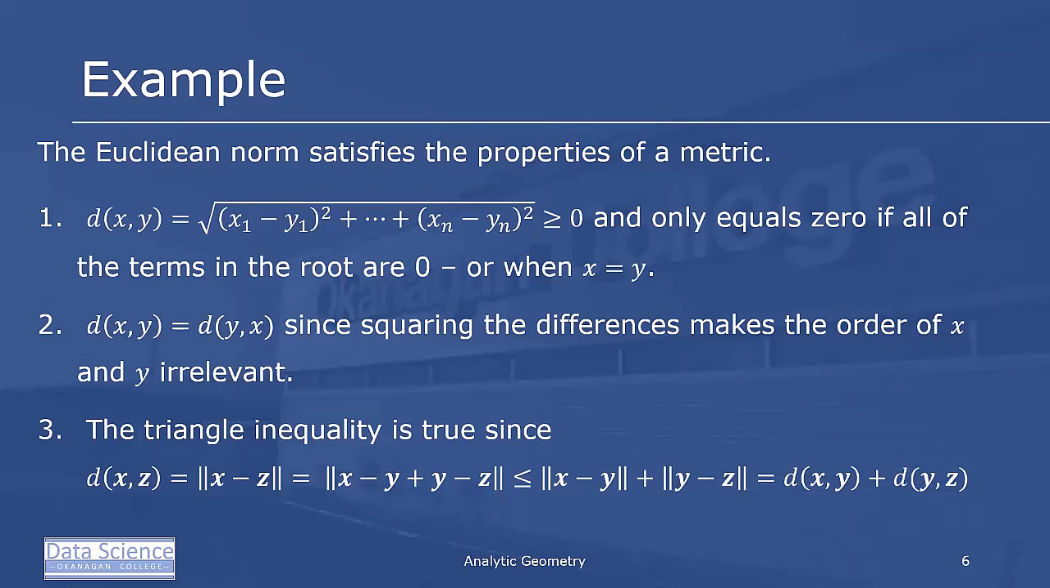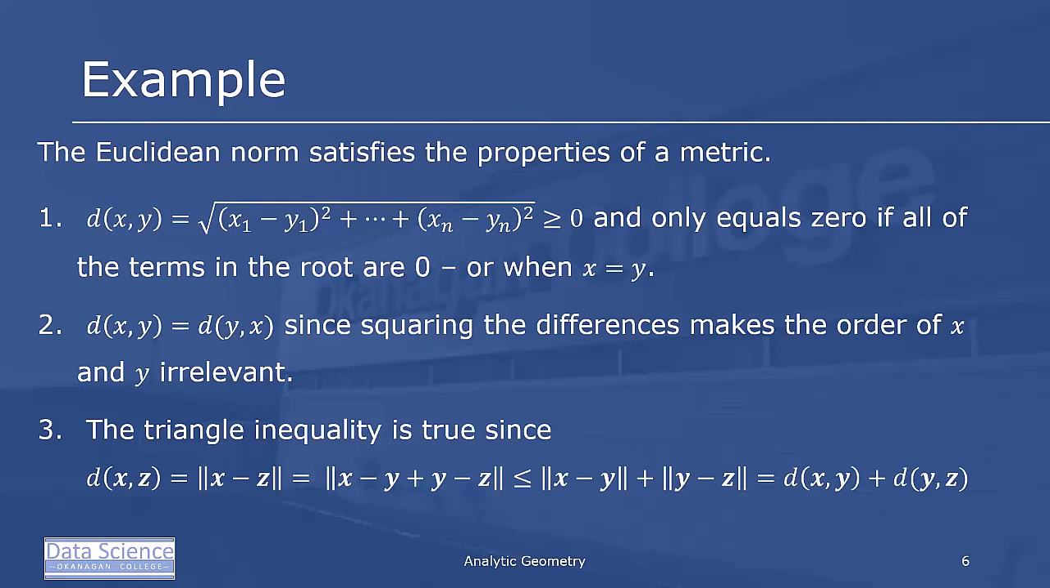We know that it's symmetric because if we look at the distance from x to y, that's the square root of the sum of (xi minus yi) squareds. And because of squaring, that's the same as (yi minus xi) squared. And so the order doesn't matter.